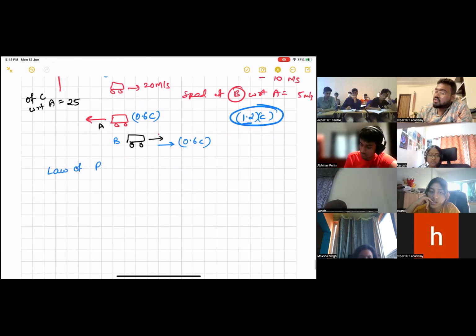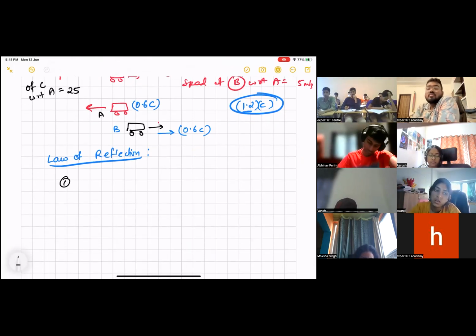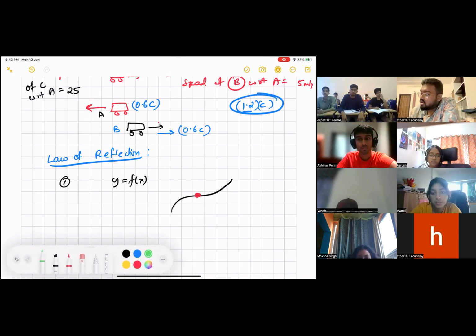We're going to do reflection today, and reflection is simple. First thing, there are two laws of reflection. First you have to understand what is a tangent and what is a normal. You already have done in maths how to find a tangent of something, right? So if y is equal to f(x), and its function is like this, then you find the derivative at that point. If you want to find the tangent at this point, you find the derivative at this point, and that gives the tangent.